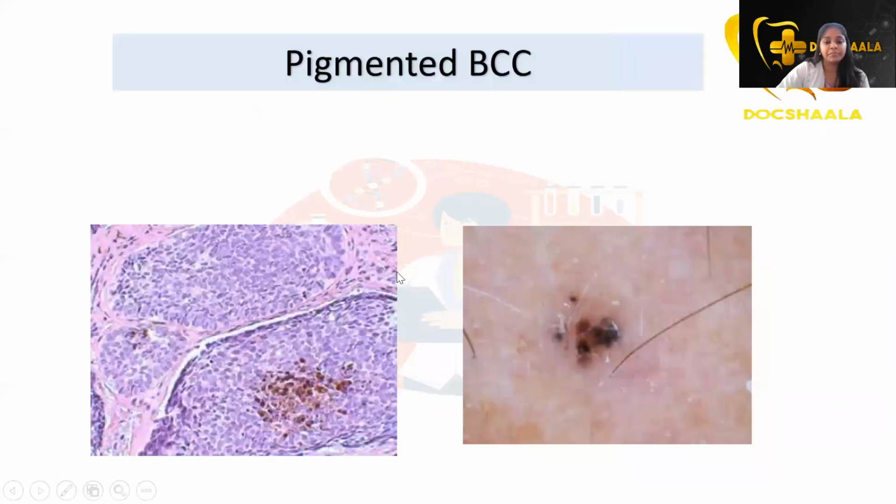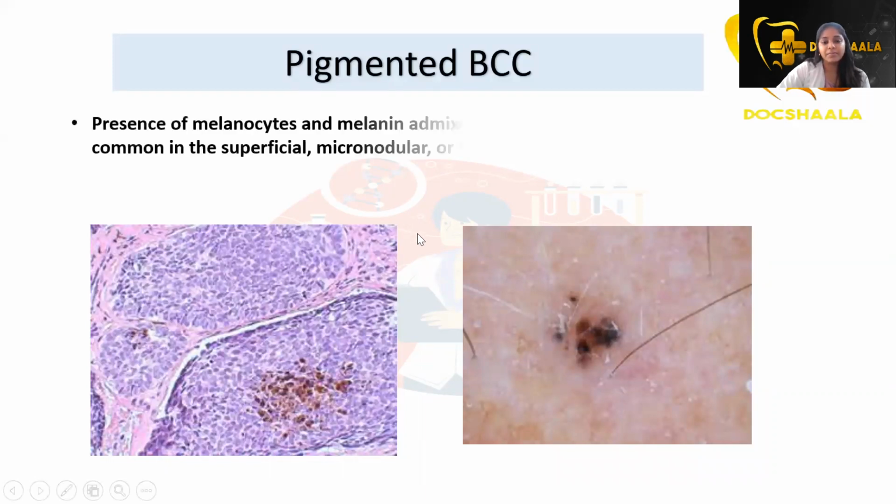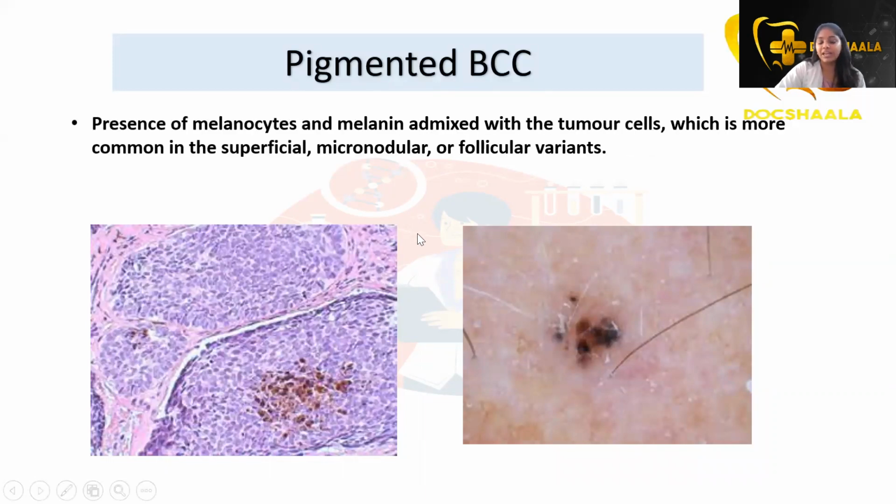Then coming to pigmented BCC. This is very easy to identify, right? Pigmented BCC has melanocytes and melanin admixed with the tumor cells, which is more common in the superficial type, micronodular type, and also in follicular variants of BCC. You can appreciate the pigment here and also in the histopathological image here.